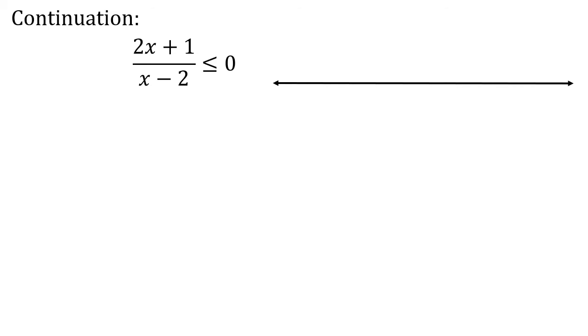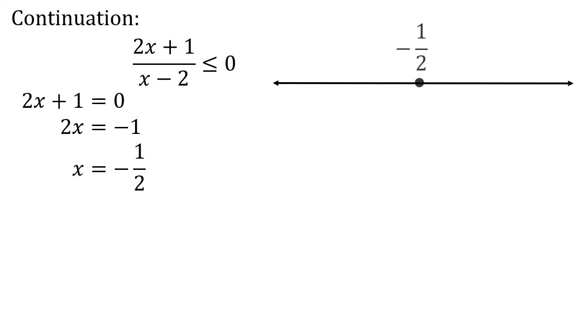So first, use the numerator 2x + 1 equated to 0. We'll have 2x + 1 = 0. Then transpose 1, 2x = -1. Divide both sides by 2. So we're going to have x = -1/2. So that's our first critical point or critical number. Then use the denominator x - 2 equated to 0. So we're going to get x = 2. And that's our second critical number or critical point.